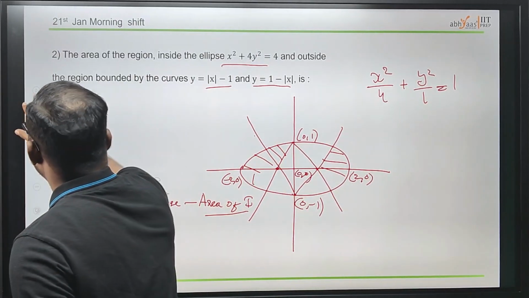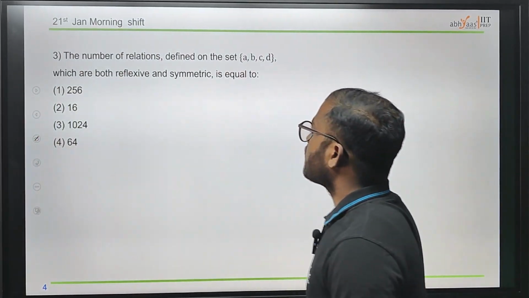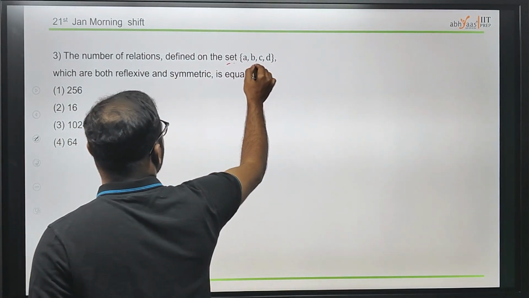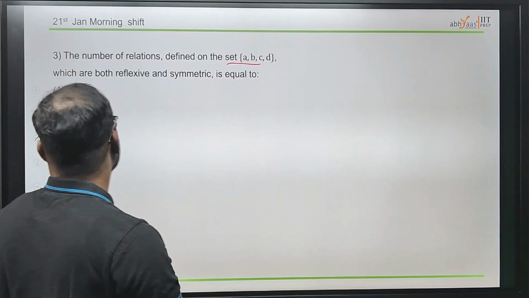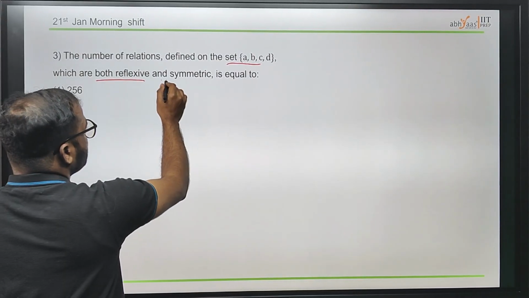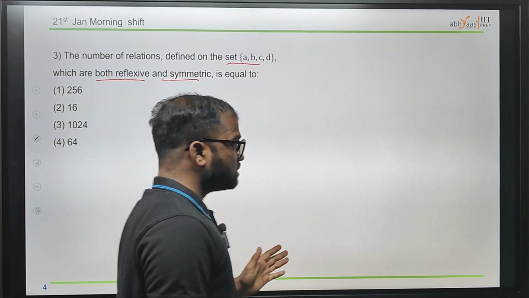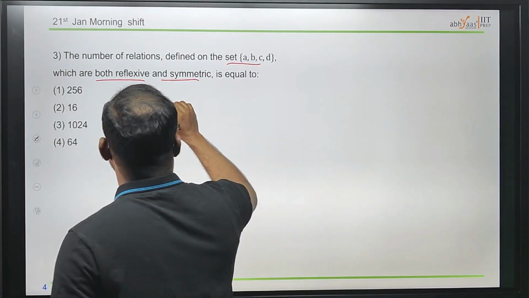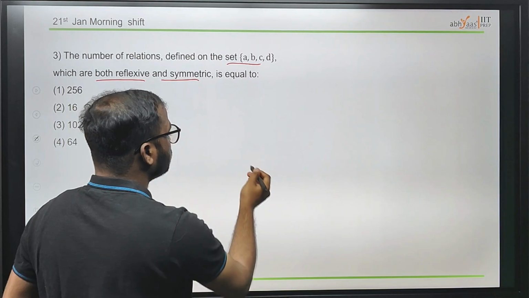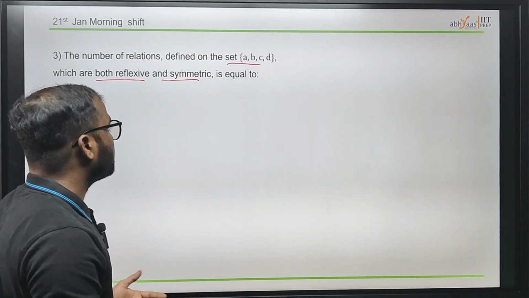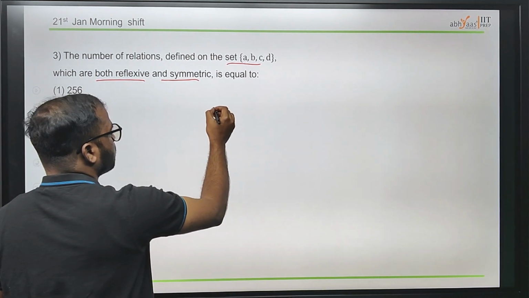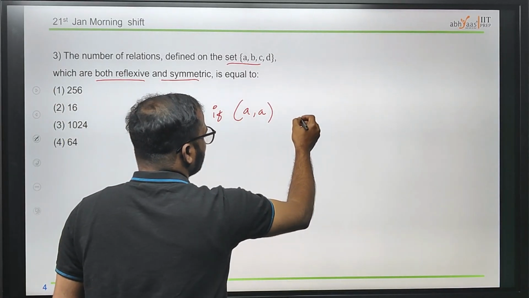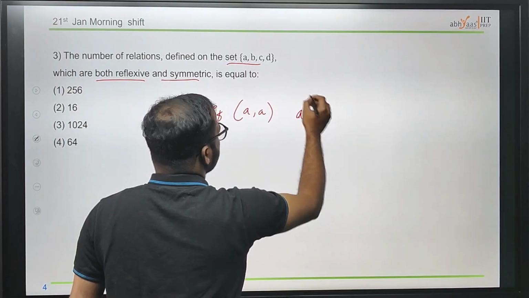Okay, if we go to another question, they asked about relations: the number of relations defined on the set A, B, C, D which are both reflexive and symmetric. Okay, if you understand this, it means they are asking about the number of relations. Firstly we have to think about what reflexive and symmetric mean. We know reflexive is nothing but replica, like replay. If we have the set, we will have pairs like a comma a, where a belongs to this set D.